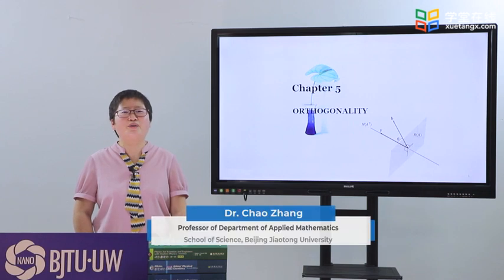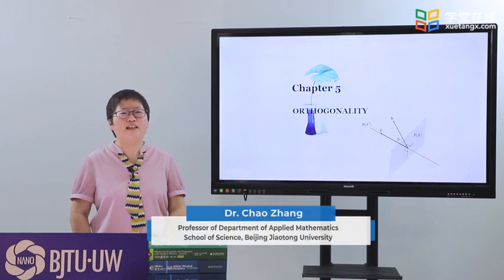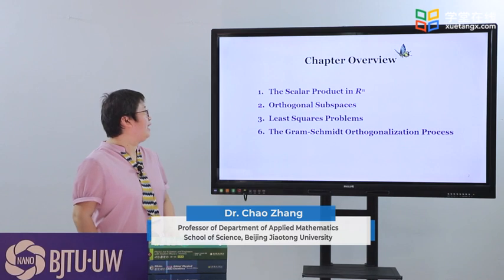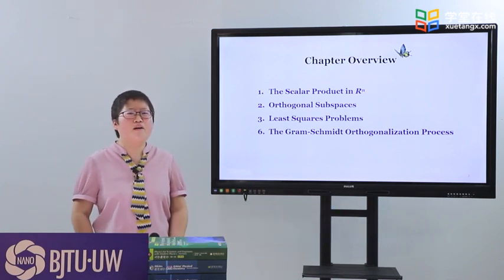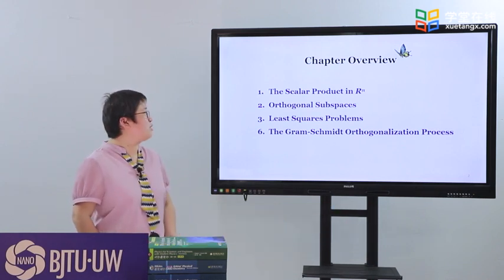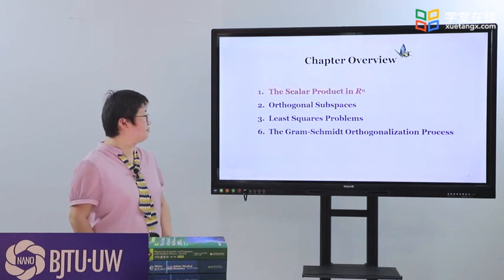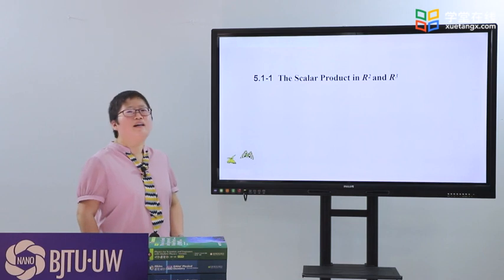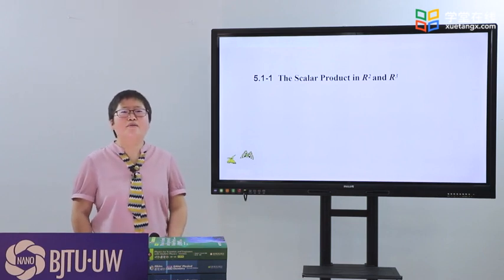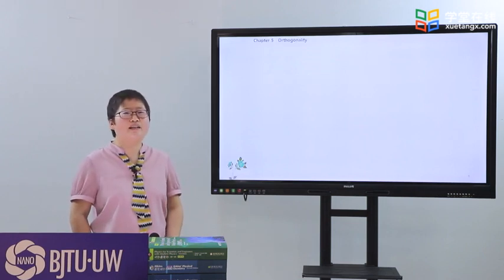Now we continue to learn Chapter 5, Orthogonality. In this chapter, we will learn 4 sections. Section 1, the scalar product in Rn. First part, the scalar product in R2 and R3.